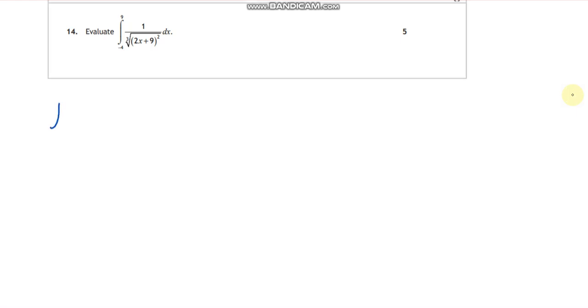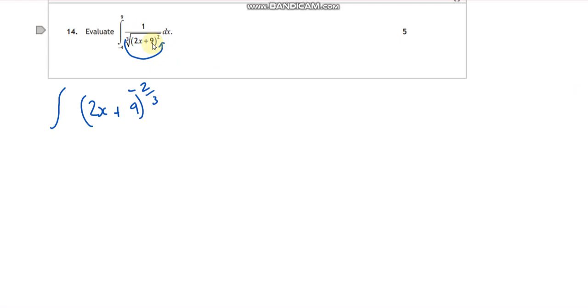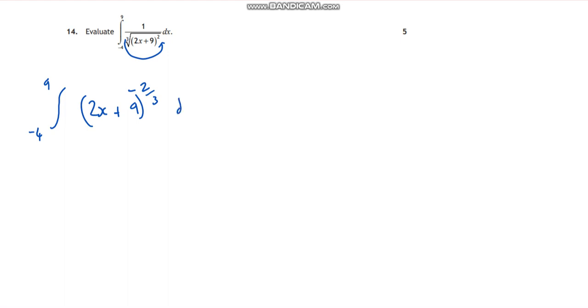So the first thing I need to do is set up my integration. So I'm going to move this to the top. So I've got 2x plus 9. That just stays the same. I know the bracket here is going to be 2/3 because the 3 moves round. And it's going to be a negative because I changed the sign when I cross the line. So I'm going to integrate this between 9 and -4 with respect to x.